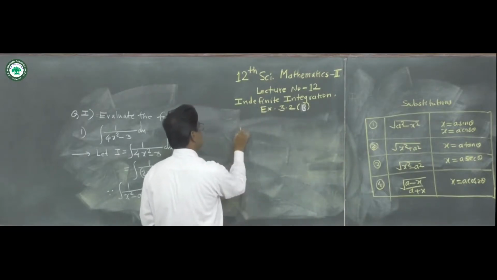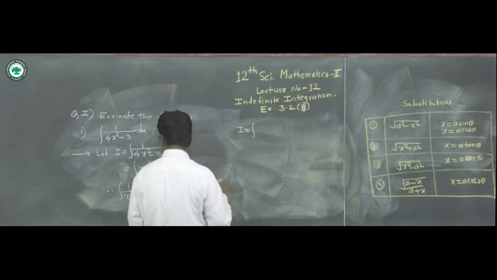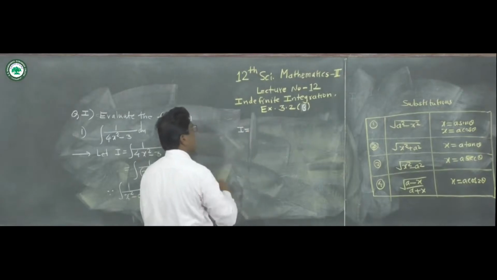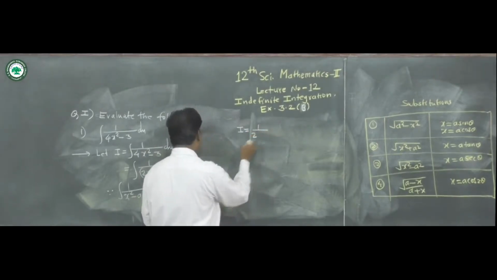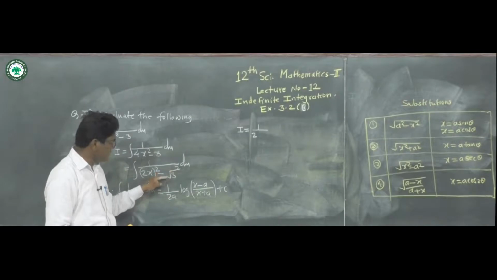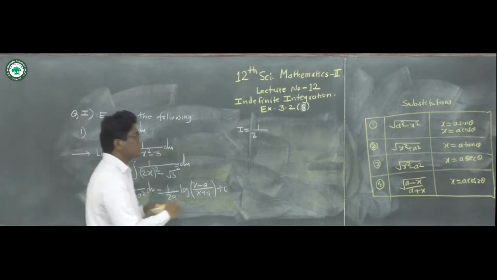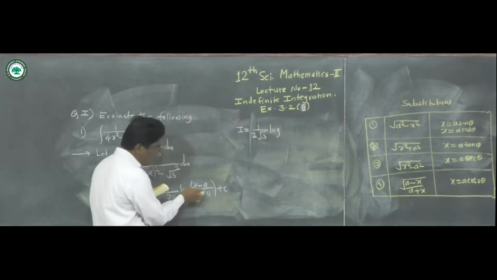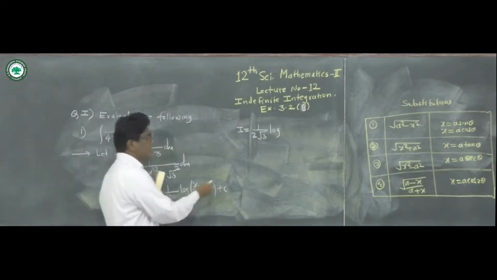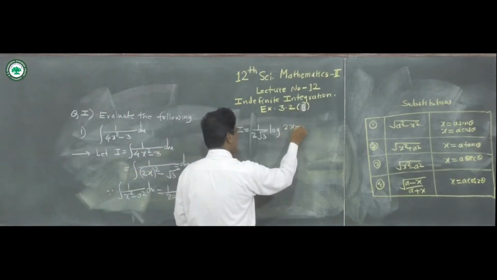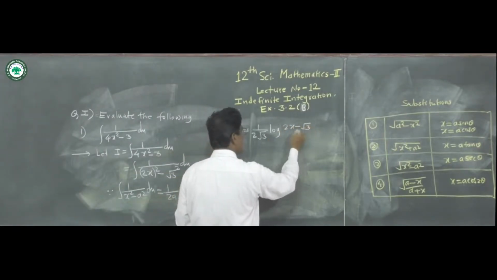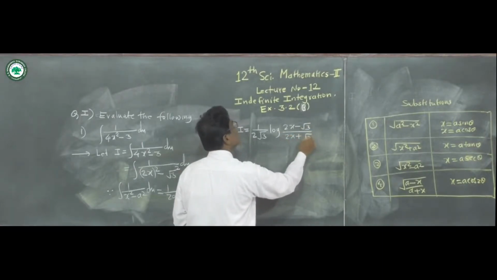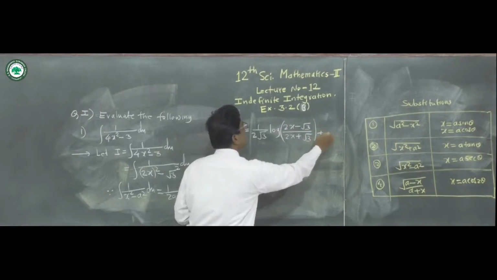So the required integral I becomes: I is equal to integration of, directly we use the formula for x square minus a square, that is 1 upon 2a. Here a square is 3, so a is root 3, so 1 upon 2 root 3 into log of (2x minus root 3) divided by (2x plus root 3), plus constant of integration.